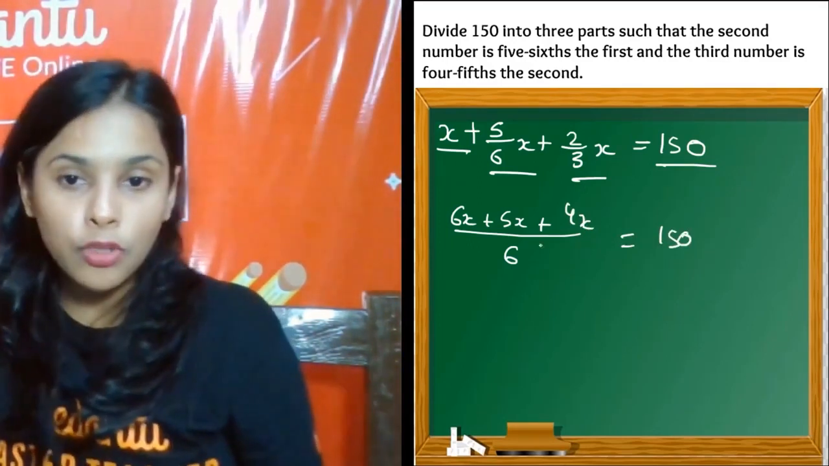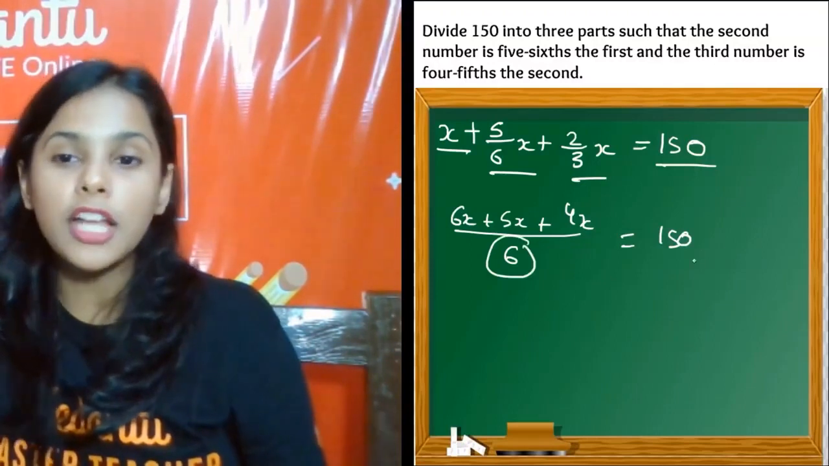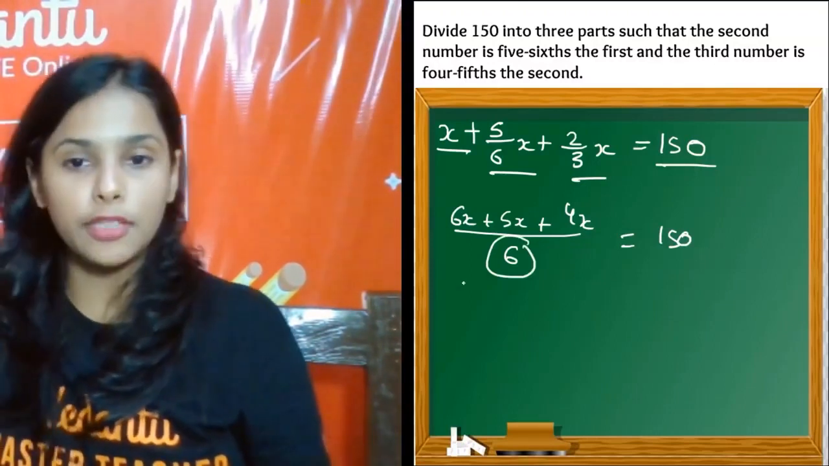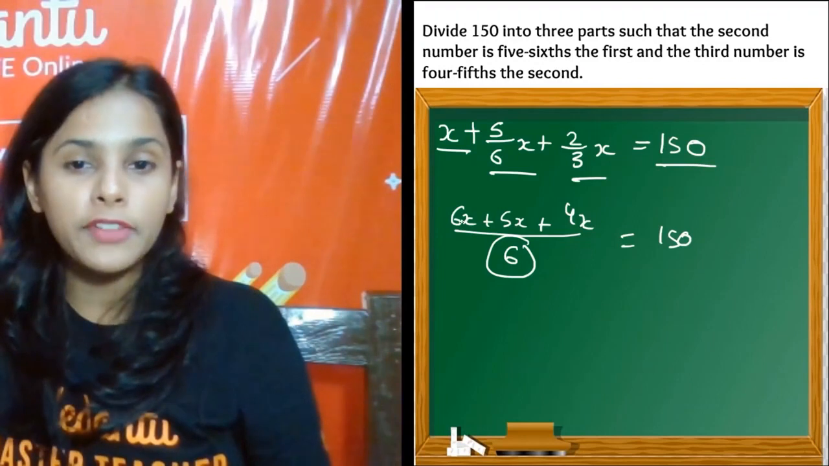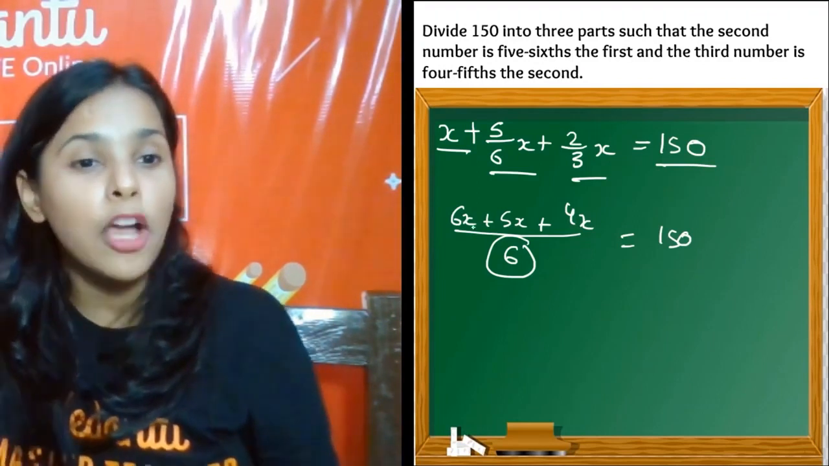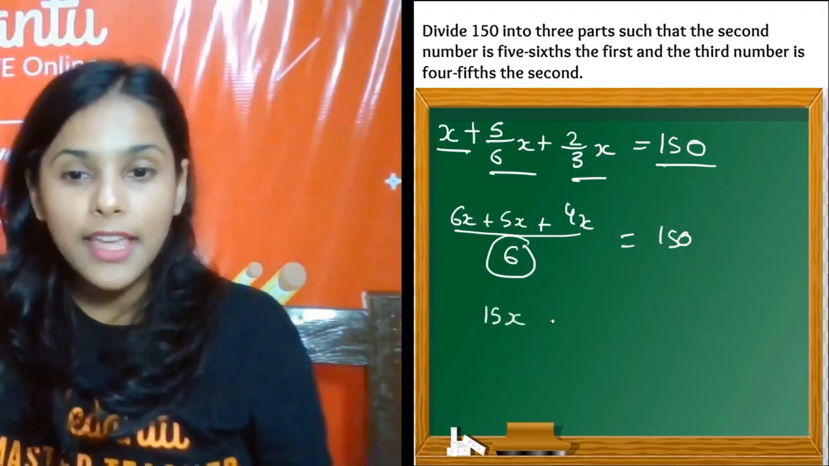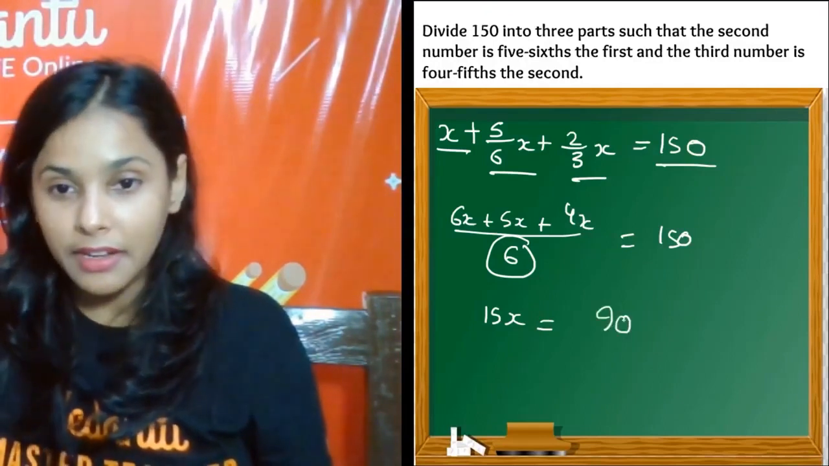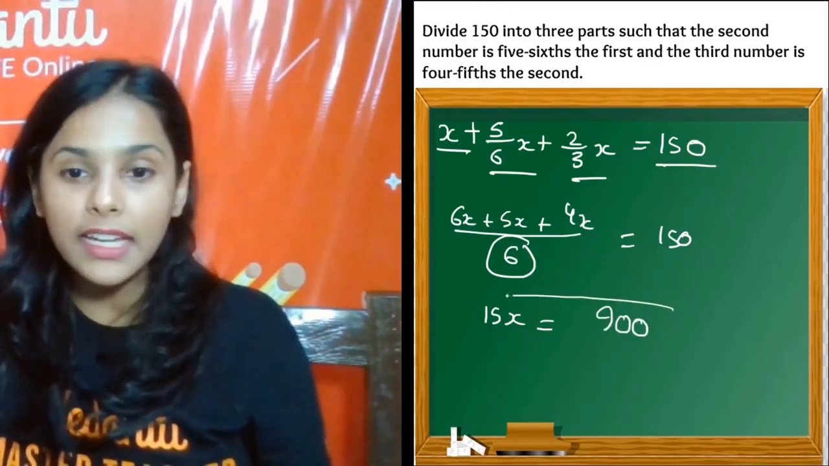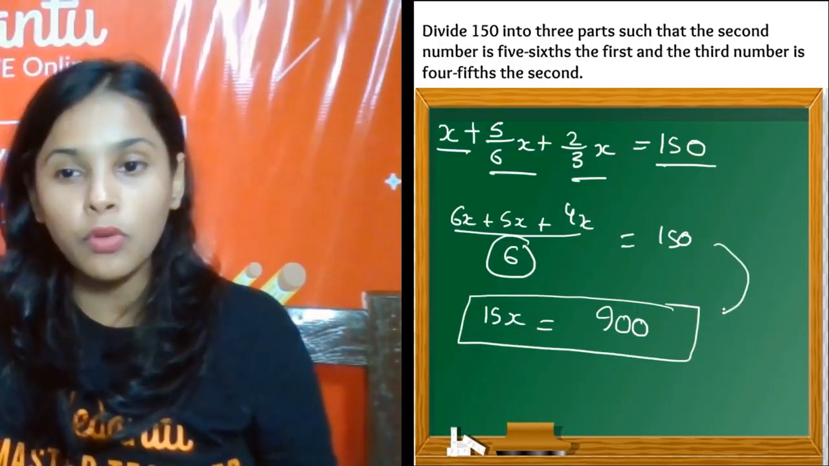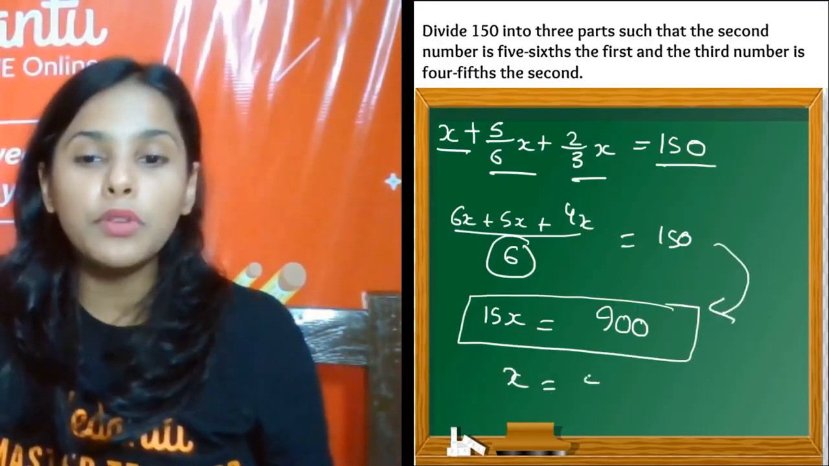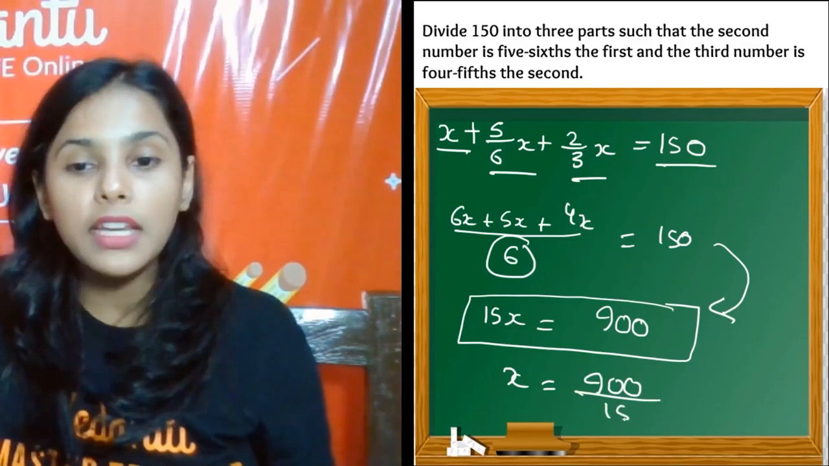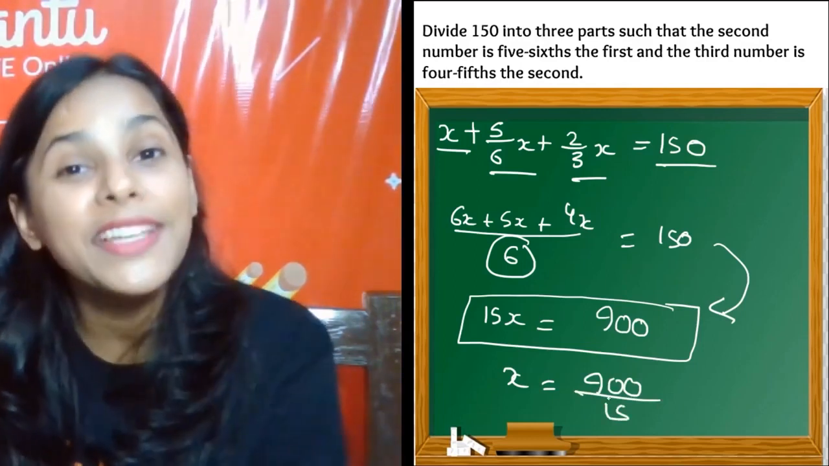अब इस 6 को इधर ले जाओ, ट्रांसपोज कर दो RHS में. सो 6x, 5x और 4x मिला के क्या हो गया आपका 15x इज इक्वल टू 150 इंटू 6, हो गया आपका 900. ठीक है, ये आपकी आ गई इक्वेशन. अभी सॉल्व करके इसको, अब x will be equal to 900 upon 15, ट्रांसपोजिंग 15 टू दी RHS.